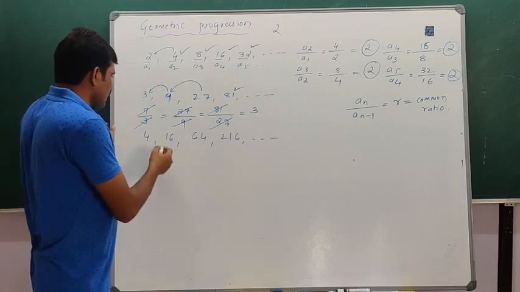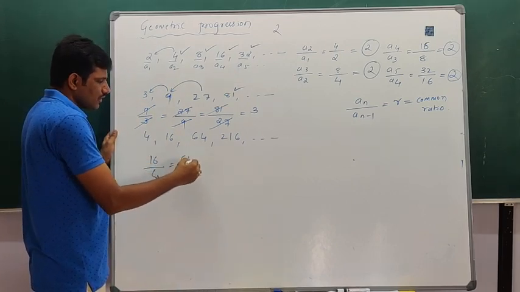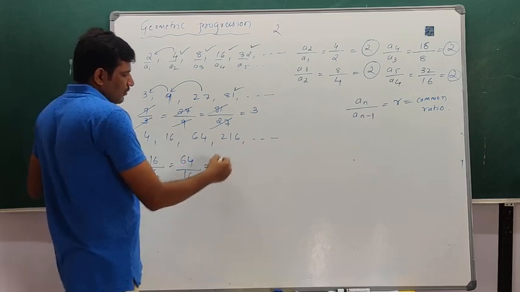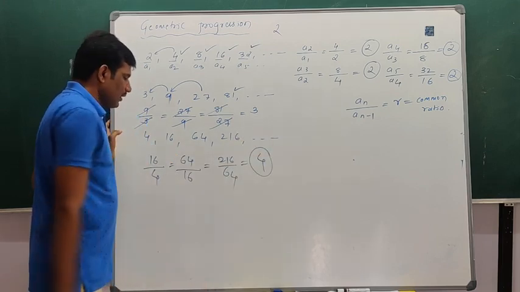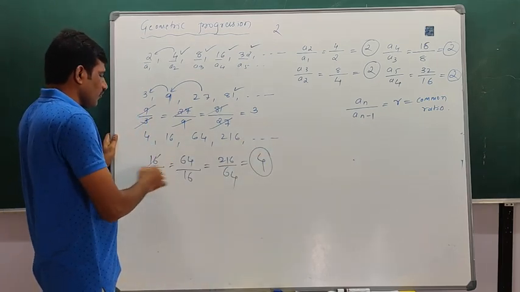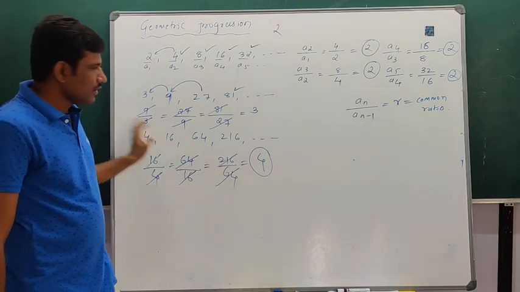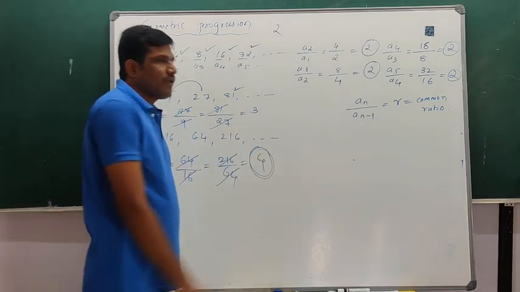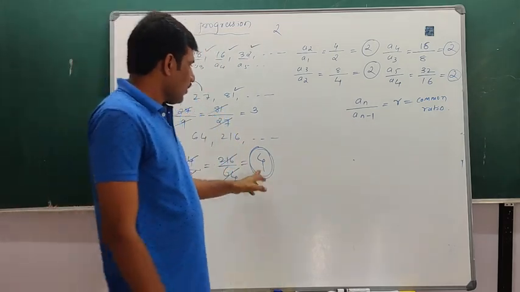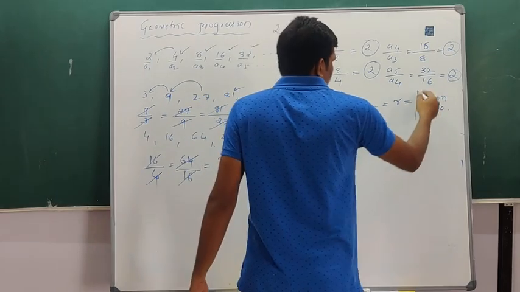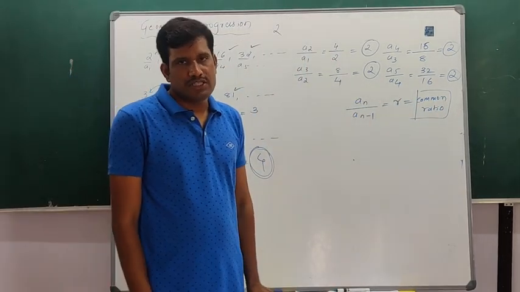Right? So here also we can see, the second term, that is 16 divided by 4, which is equal to 64 divided by 16, which is equal to 256 divided by 64. So how much is it? That is 4. So 4 ones are 4, 4 fours are 16, 16 fours are 64, 64 fours are 256. This constant value, when we take the ratio of a term divided by the previous term, that constant number we call the common ratio. Such sequences are called GP, right?